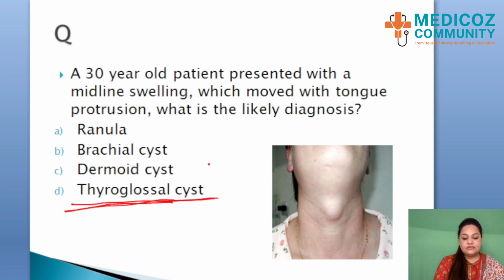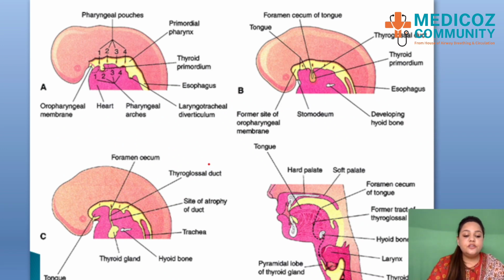For this we will see this part here. You can see this is the development of the pharyngeal arches. Between the first and second pharyngeal arch, there is a foramen which is called the foramen cecum, just above the tuberculum impar. From this foramen cecum, the duct grows, which is called the thyroglossal duct. This duct keeps growing downwardly, and then it divides into lobes to form the thyroid gland, which finally reaches just in front of the thyroid cartilage and occupies its final position.